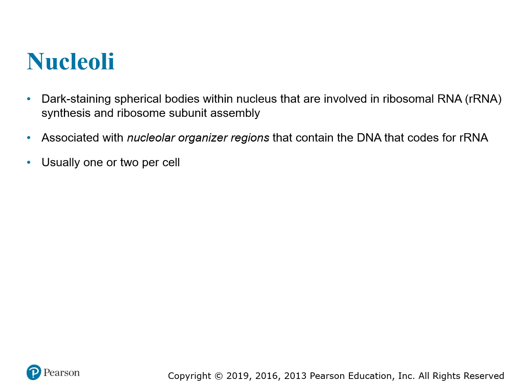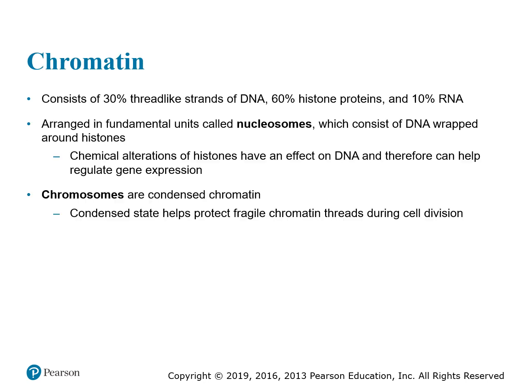So nucleoli, these are dark staining within the nucleus, and this is the site essentially of ribosomal RNA synthesis and ribosome subunit assembly. They are associated with the nucleolar organizer regions that have the DNA coding for rRNA. These genes are very important for establishing phylogenies because rRNA genes tend to be highly conserved. And usually you'll see one or two of these nucleoli per cell.